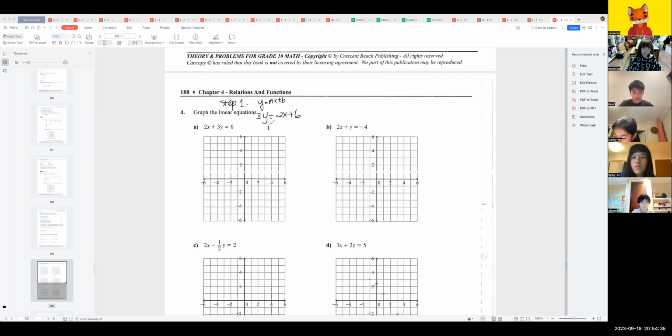Okay, so y equals negative 2 over 3x plus 2. Obviously it must go through this point, right? And when y equals 0, x equals positive 3. Correct? So connect them and you're done. Get it, everybody?